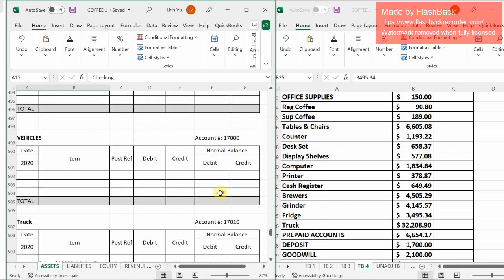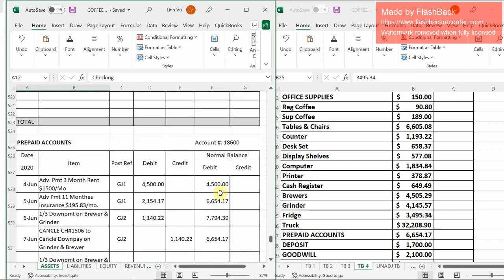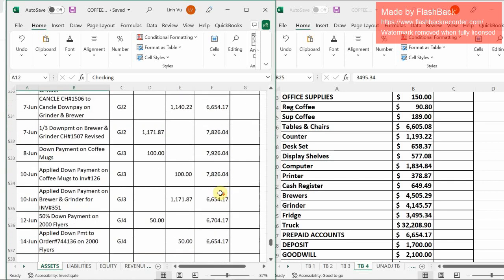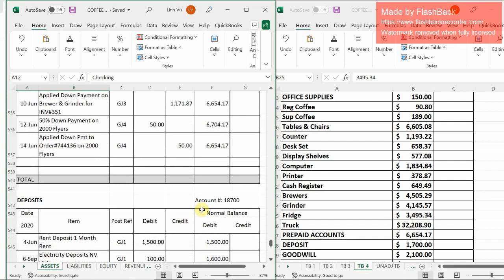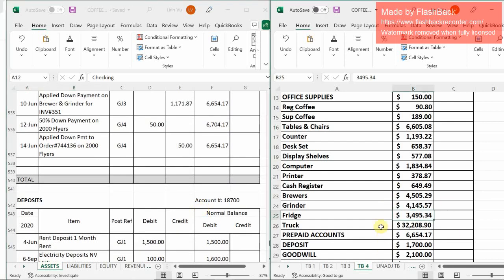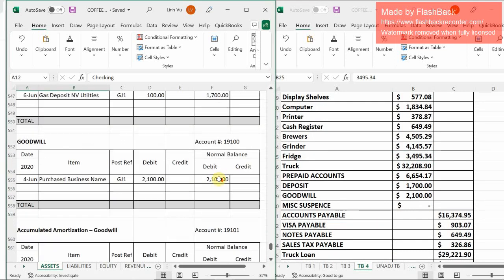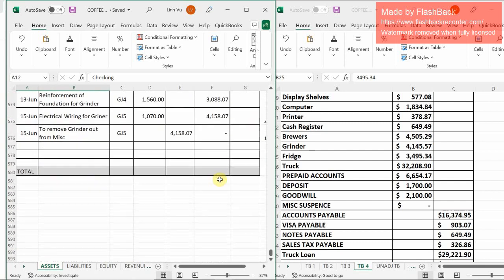Next thing I have is vehicles, and the only vehicle I have is a truck, which is still at $32,208.90. Okay. Next is going to be prepaid accounts, which is still currently at $6,654.17. Okay. And again, my deposits are still at $1,700. My goodwill is still at $2,100. And I have no amount in my miscellaneous suspense account.